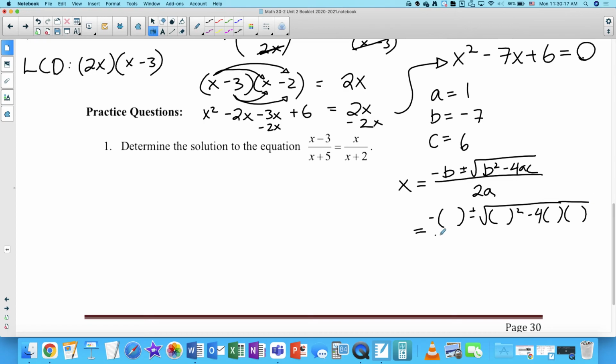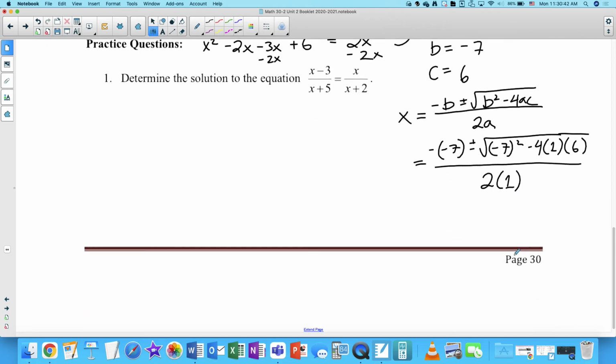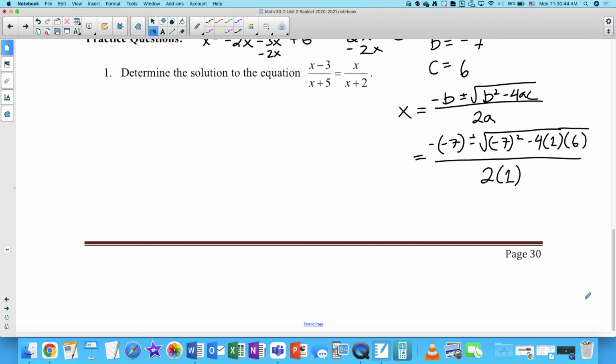So my B is negative 7. And this is also going to be negative 7. For A is 1, C is 6, all over 2A is 1. Okay, so this is the mistake that I was talking about that people sometimes make, particularly when B itself is negative and you don't put the negative sign in again. Negative 7 is actually positive 7. So this is the piece that I would do first, okay?